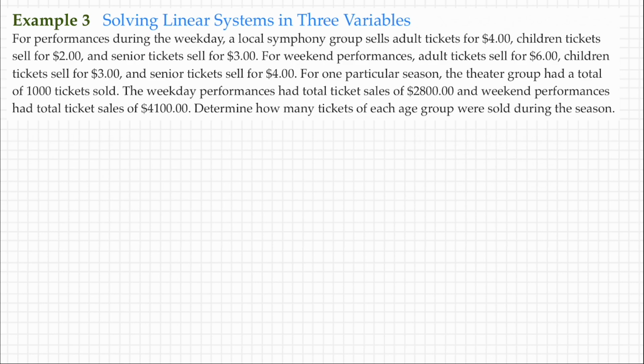For one particular season, the theater group had a total of 1,000 tickets sold. The weekday performances had total ticket sales of $2,800, and weekend performances had total ticket sales of $4,100. Determine how many tickets of each age group were sold during the season.